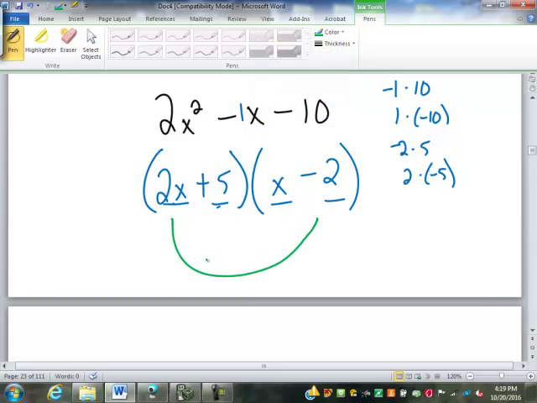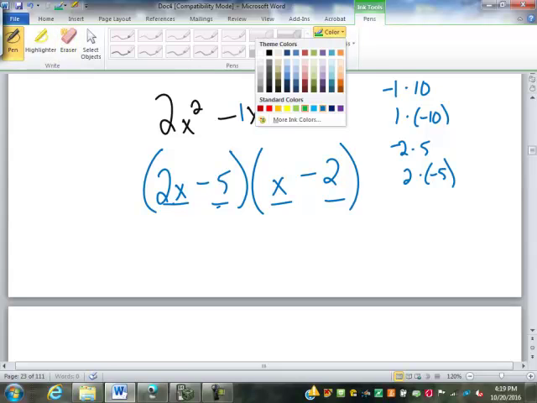2x times negative 2? Negative 4x. 5 times x? Positive 5x. That combines to make positive 1x. Is that what we want? Really close. It's positive and we want it to be negative. So that means I just got to switch that. Make that a negative 5. It'll make this a positive 2.